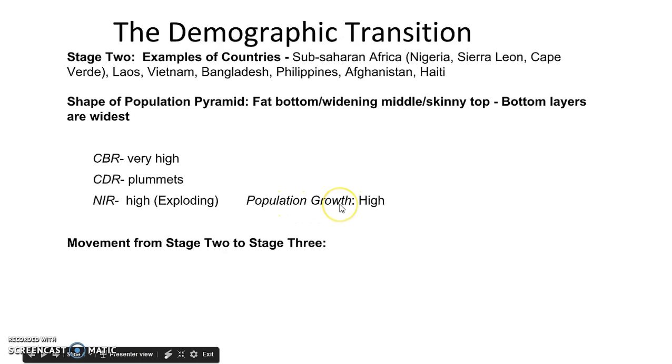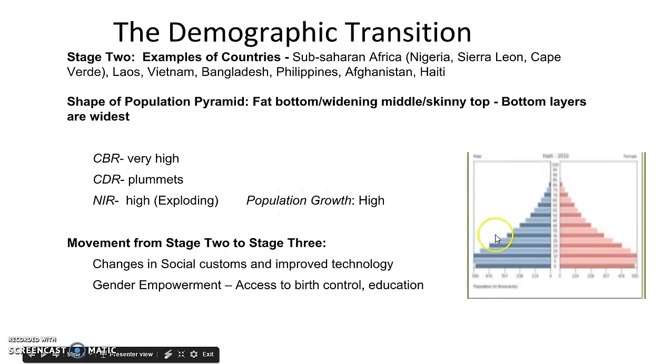Our population growth rate is very high, and we can see this represented on our pyramid over here on the far right. Our pyramid has a fat bottom, a widening middle, and a skinny top. You can see that the bottom layers are the widest. Now, we can see it represented on our population pyramid as our crude birth rate is very, very high, and our crude death rate plummets. You can see that represented over here because we start to see more straight edges on our sides. This represents that we have a high natural increase rate, but we have more people who are living.